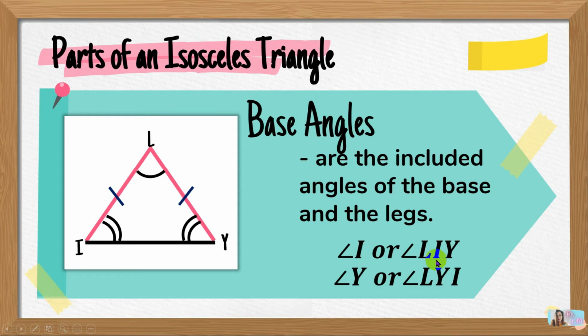Basta yung I po ay nandun sa gitna. Then for angle Y, we have LYI or IYL. Kailangan yung Y yung nasa gitna. So, those are the four names of the parts of the isosceles triangle.